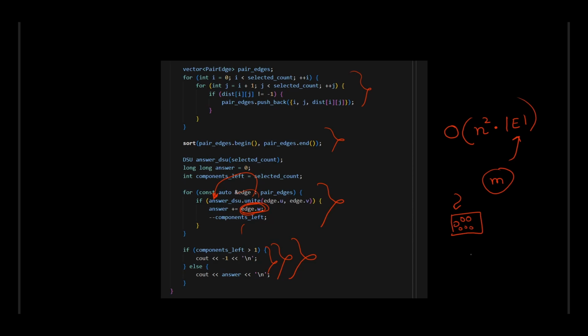So can we do something better? Can we solve this problem in O of n into E? And actually there will also be a log n factor over here. So this is O of n square into E plus n square into log n, because there are n square edges. But anyway, that doesn't matter. So can we improve the time complexity to something like O of n into E? Can we do something better?